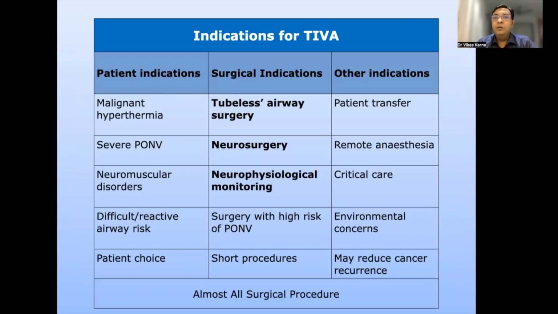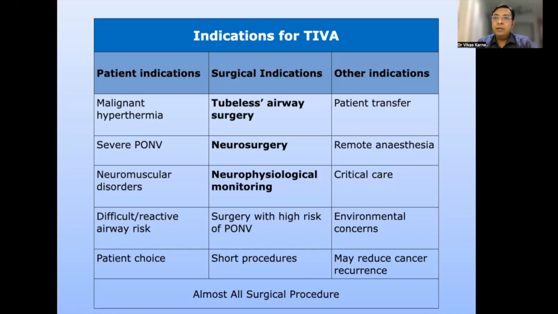One is tubeless airway surgery, and more than that, neurosurgery. Because we know total intravenous anesthesia has more favorable effects when it comes to intracranial dynamics. So along with neurosurgery, application was further increased to neurophysiological monitoring, where we want muscle relaxation to be avoided when we are monitoring motor evoked potentials or sensory evoked potentials.